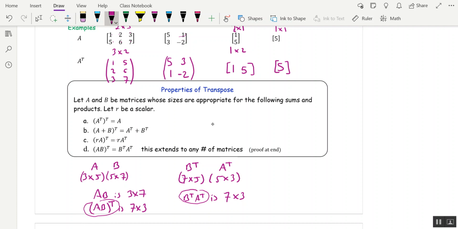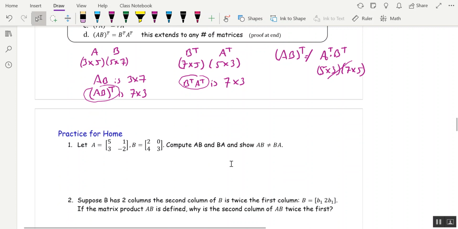Notice if you tried to stay in the same order, if let's say you thought that AB transpose was supposed to be, which it's not, A transpose, B transpose, the dimensions might not even work out. In fact, in my example here, if I took A transpose, which was a 5 by 3, and I tried to multiply by B transpose, which is a 7 by 5, I couldn't even do that product. A transpose times B transpose isn't even defined. So you have to change the order in order to multiply.